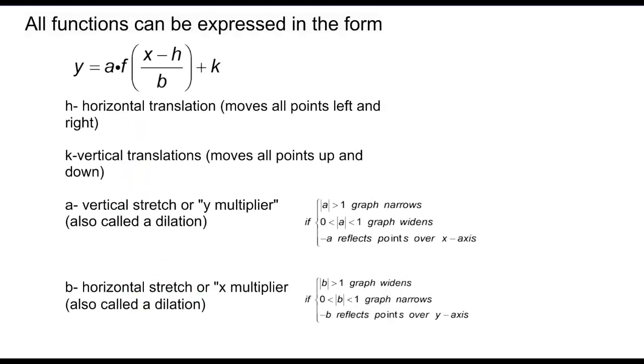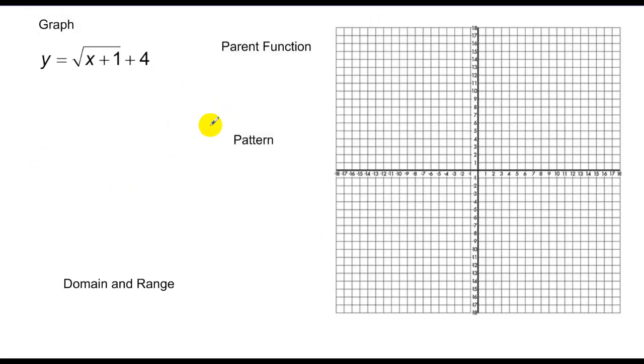Let's quickly review our HK properties. We know any function can be written in y equals a times f of x minus h over b plus k, where h is the horizontal translation, k is the vertical translation, a is your y multiplier, and b is your x multiplier, noting that we need a coefficient of 1 in front of the x and the b has to be in the denominator. Let's go ahead and look at a number of these different properties within our radical graphs.